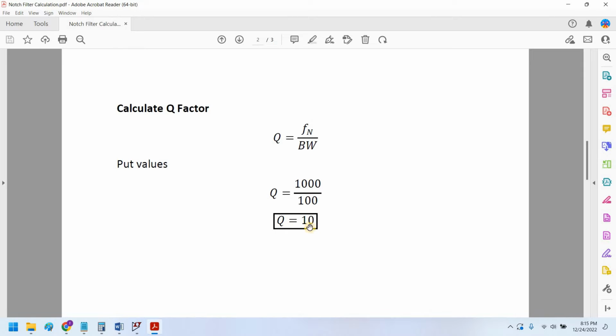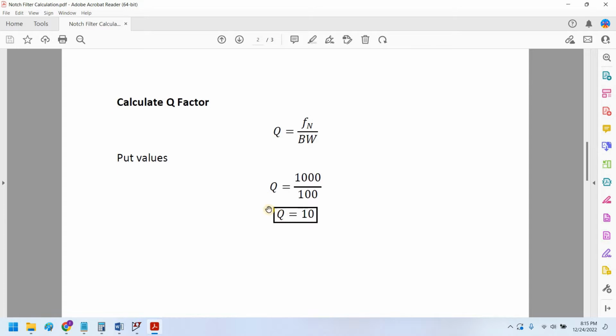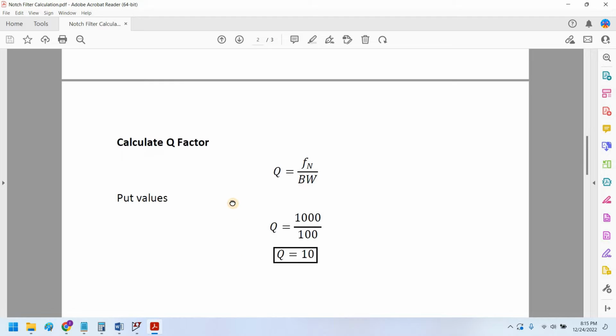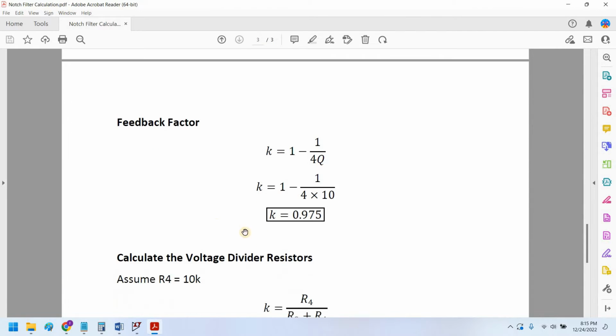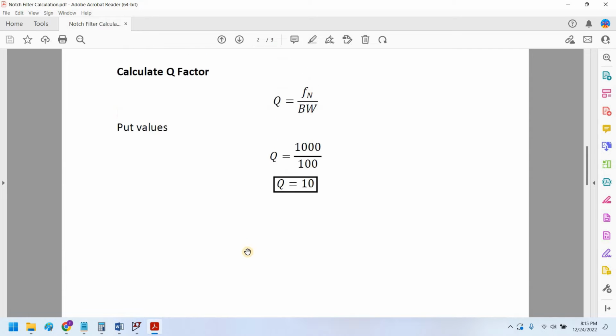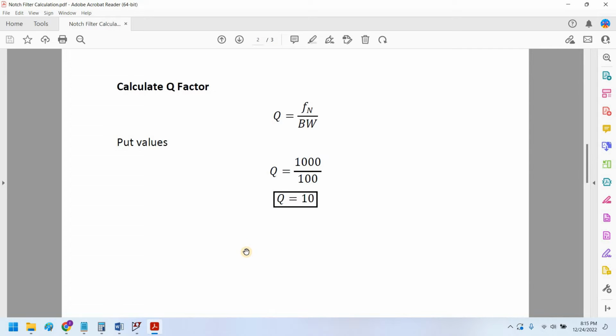Normally we get Q values of 1 or 2 or under root 2, but this Q value of 10 is very high, which is the specialty of the notch filter. So now let's move on to the circuit design.